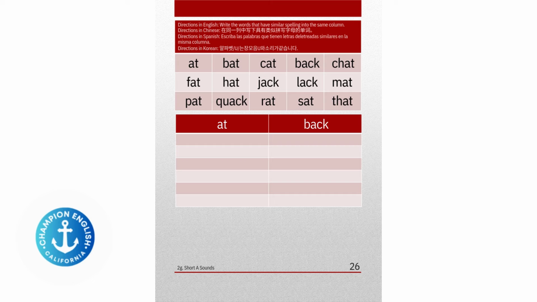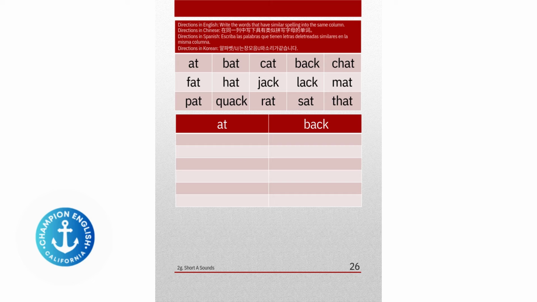And I'm going to give you 30 seconds. So 30, 29, 28, 27. Go ahead and put the words in the right column. Come on, let's go. 26, 25, 24, 23, 22, 21, 20, down to 10, 9, 8, 7, 6, 5, 4, 3, 2, 1. Okay, students, time is up.